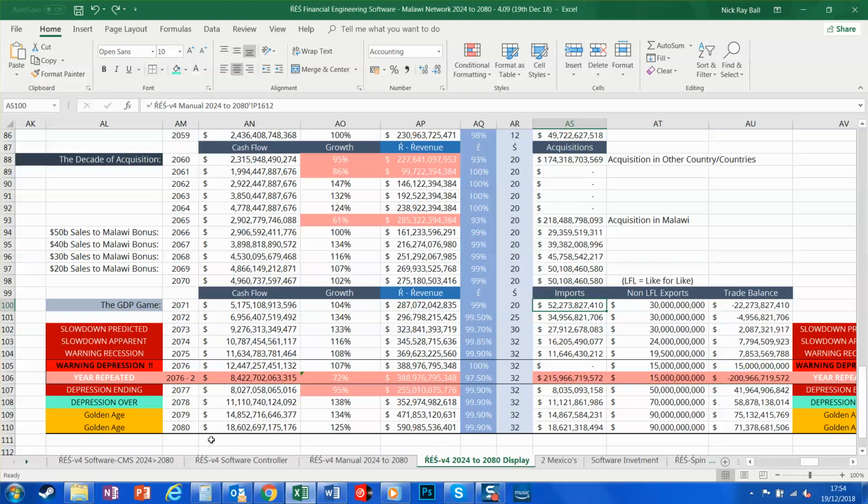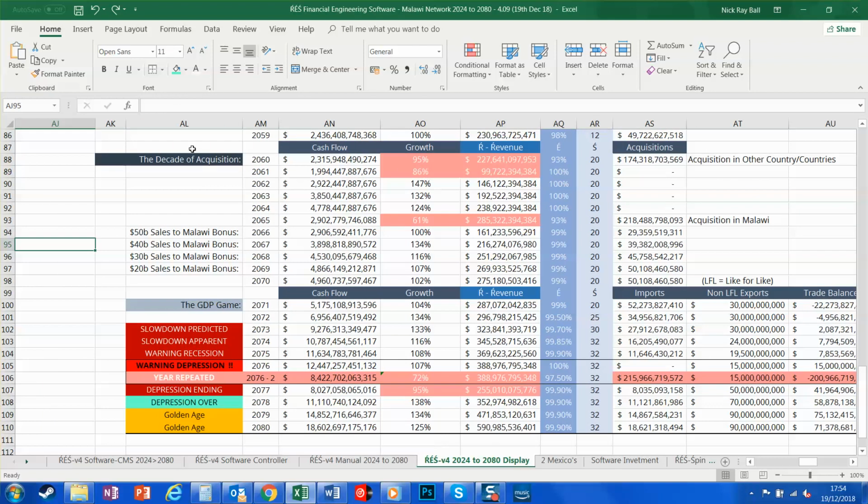Okay, so the last 10 years, what's going on? Okay, interesting. The decade of acquisition, the second huge payout. This time I've just designed it to go to Malawi, just buying whatever else is left that hasn't been bought into the network. But that will spread through the country, and whoever gets paid that money, they're going to be rich as hell, and they'll be buying stuff, often in their own country. So this money sort of comes back to a degree. It's a sales to Malawi bonus.